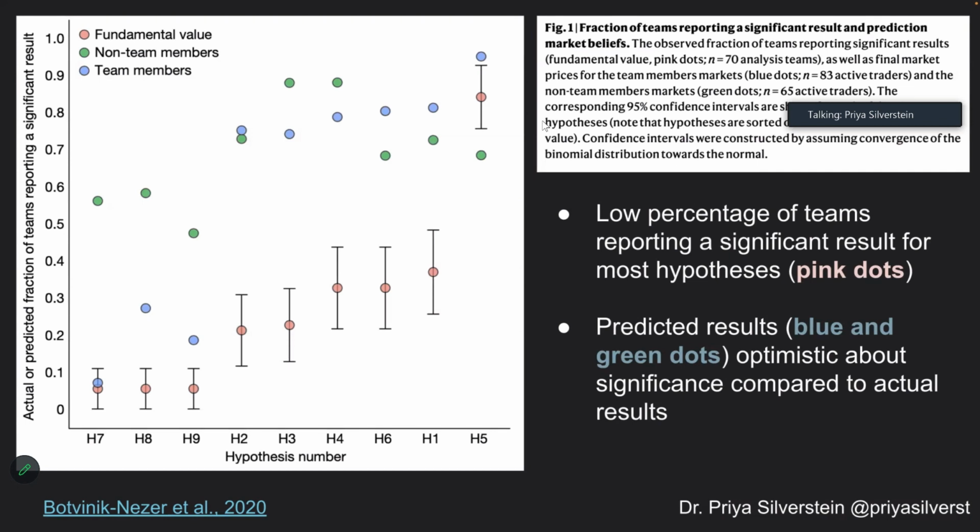So you can see, first of all, that there's a very low percentage of teams reporting a significant result for most hypotheses. The outlier is hypothesis 5, for which a lot of teams did report a significant result. But you can also see that the predictions, the blue and green dots, are much higher than the pink dots, showing that researchers were optimistic about the significance compared to the actual results. And even though hypothesis 5 was the only one that got quite a lot of teams getting a significant result, the predictions for this weren't that different from the predictions for lots of other hypotheses that didn't do very well. So that's interesting as well.